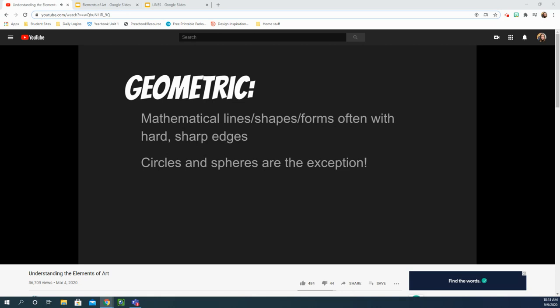So when we think about geometric lines, shapes, and forms, we see them as being mathematical, and they often have hard, sharp edges, with the only exception being circles and spheres. So circles and spheres are considered geometric because they don't really exist in nature, or at least perfect circles and perfect spheres don't really exist in nature. There's always some kind of inconsistency in them. So that's why we consider them a geometric shape or form.